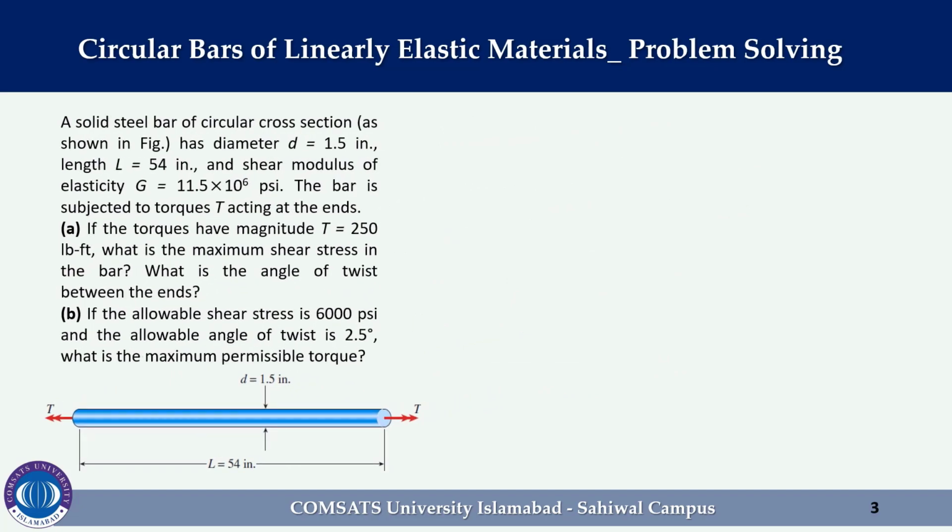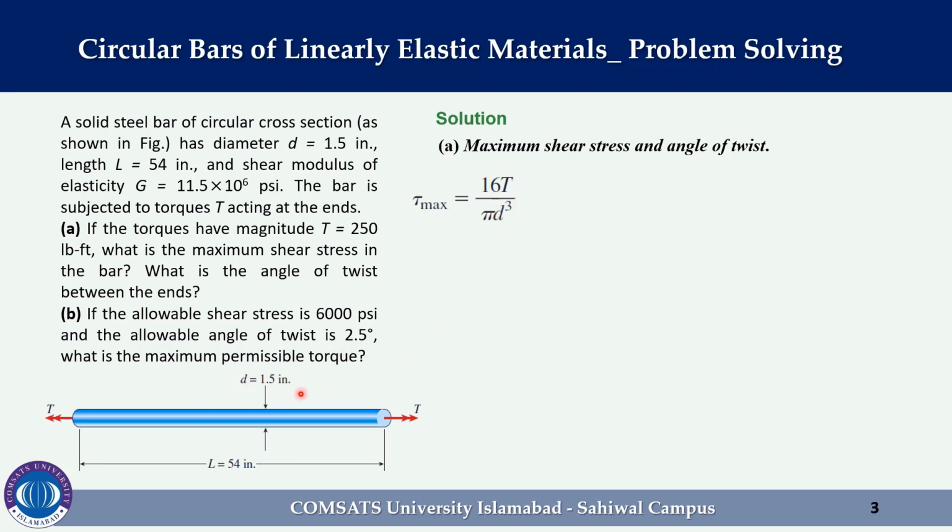So after analyzing the problem statement, now we will move towards the solution. In part A, we have to find the shear stress and angle of twist. Because the bar has a solid circular cross section, we can find the maximum shear stress by using the equation of maximum shear stress that applies to solid bars having circular cross section. The equation is expressed as tau max is equal to 16T over pi d cubed. Here in this equation, T represents the torque and d is the diameter of the bar.